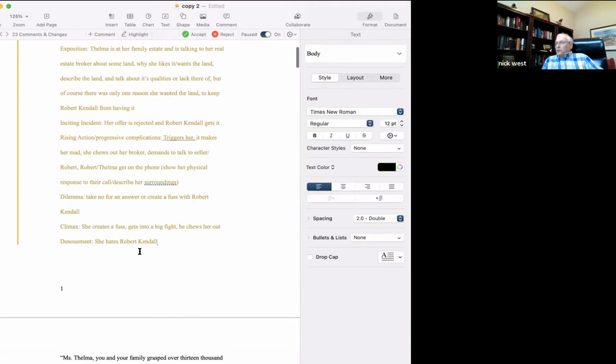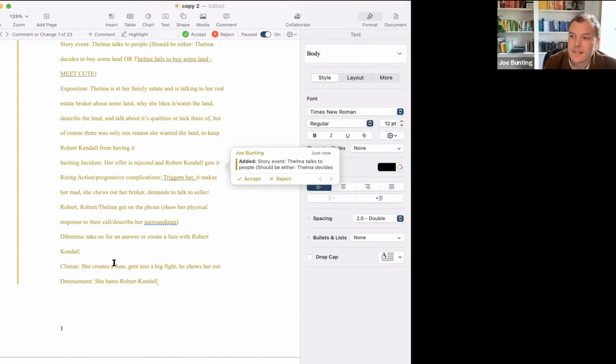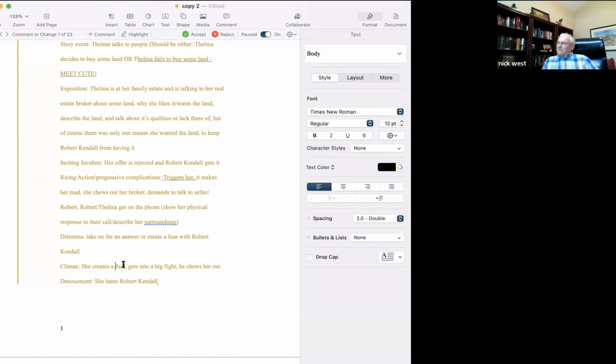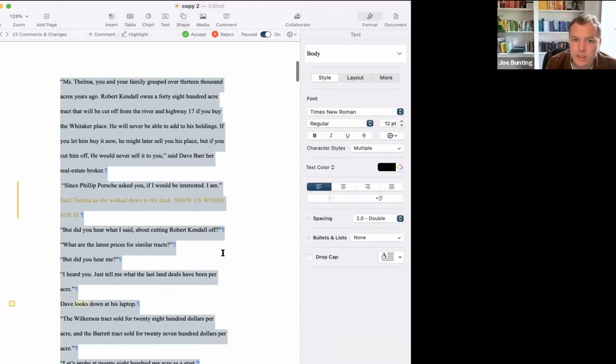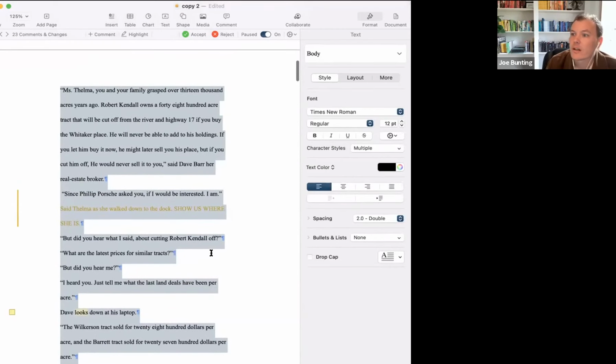It's pretty much a done deal. There's not much she can do about it now. He's accepted Robert's offer. Knowing Thelma, she'll find something to create a fuss about, right? So she's going to create some kind of fuss. Even if she can't get the land she wants, she's going to do something. So she decides to do that. Now you can change this, you can do whatever you want. The point is, I want you to see the pacing of this. This 200 words is really all we're focusing on.